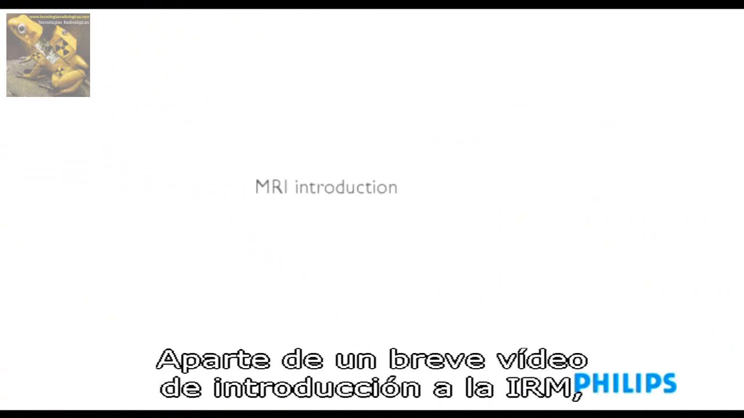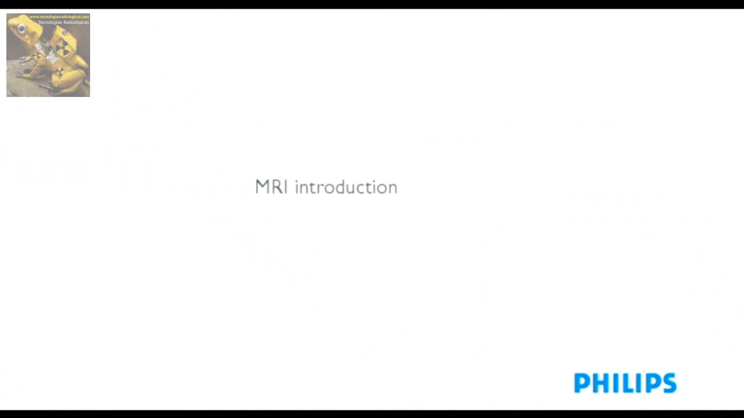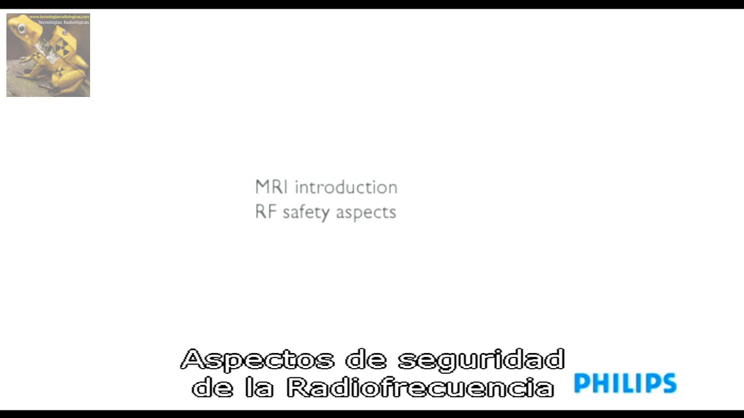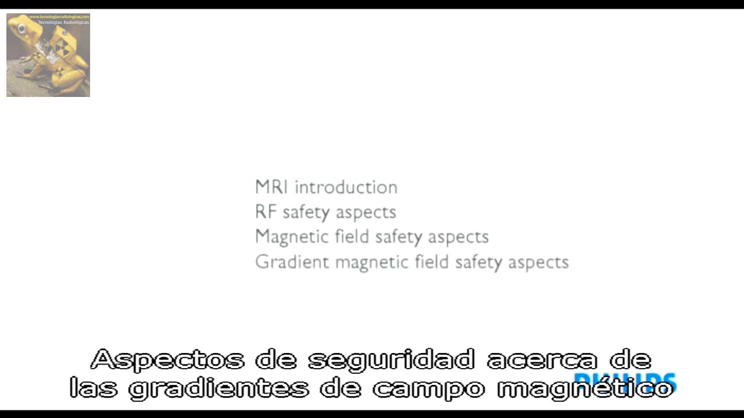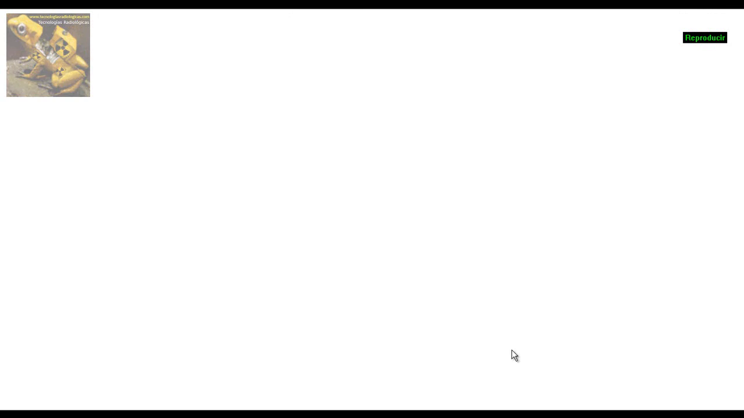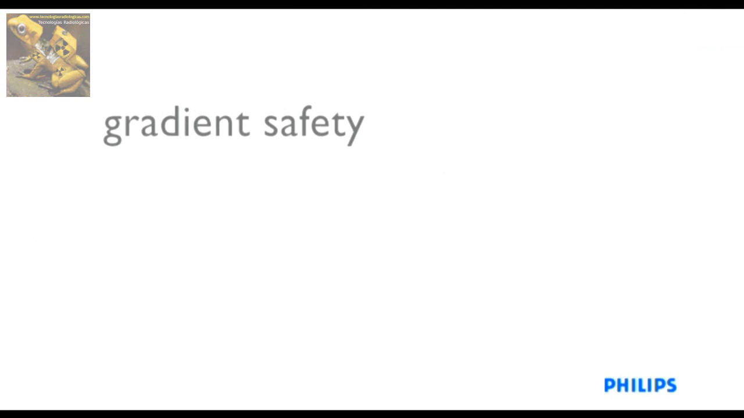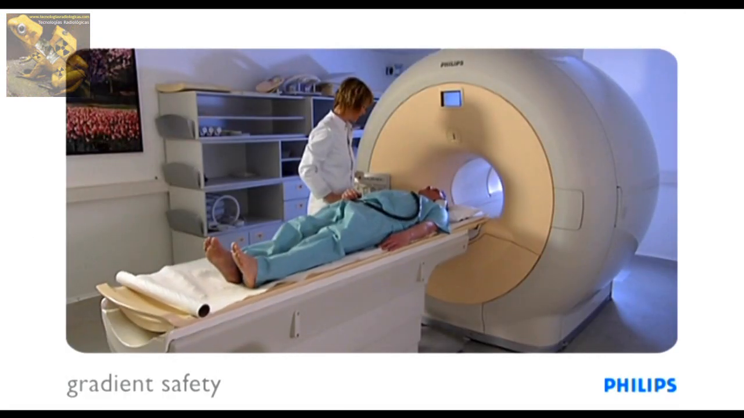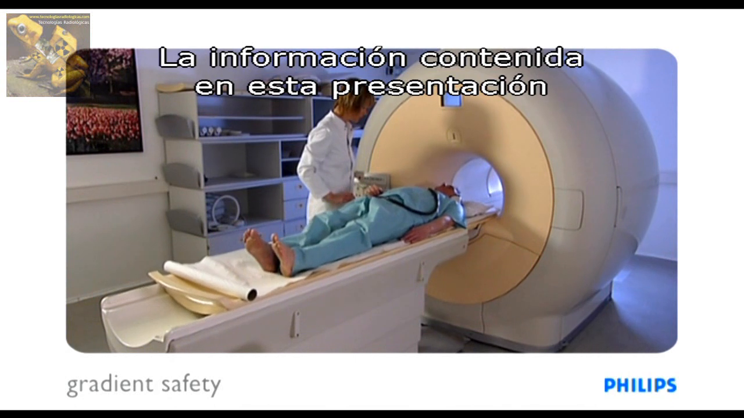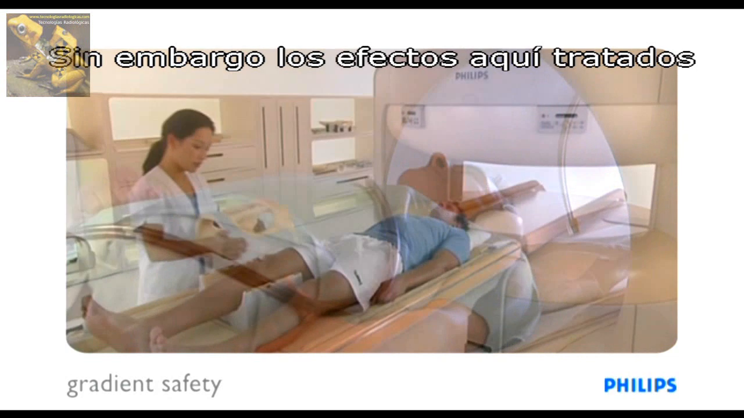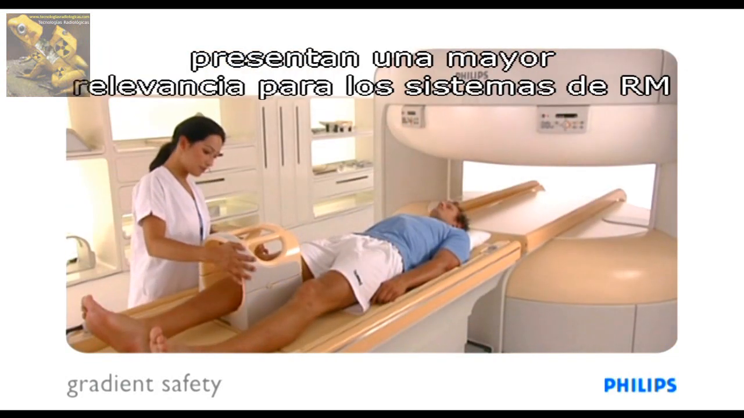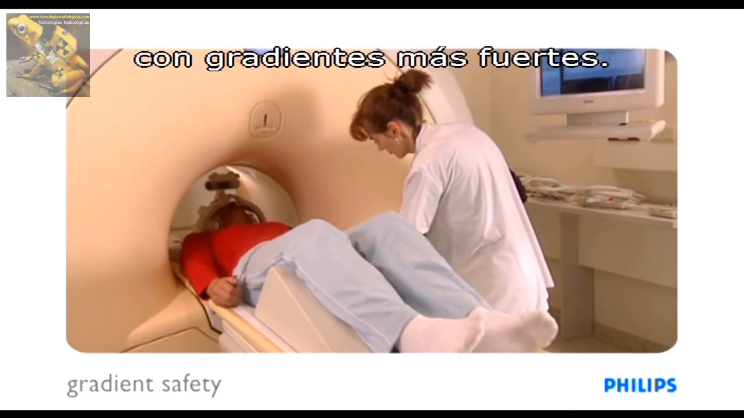Apart from a short MRI introduction video, there are 3 separate safety video modules, which address RF safety aspects, magnetic field safety aspects, gradient magnetic field safety aspects. The information in this presentation applies to all MR systems, but the effects discussed are more relevant for MR systems with stronger gradient systems.